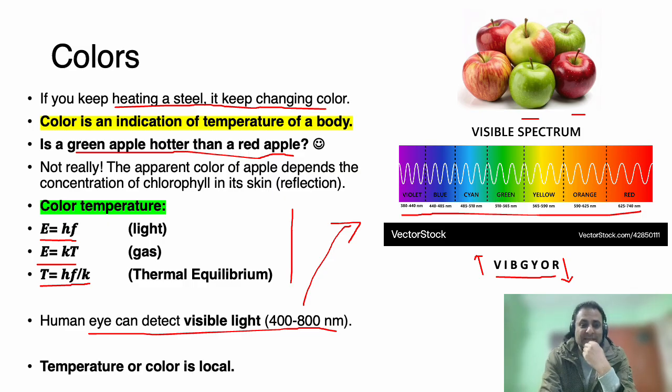And also keep in mind that temperature is a local phenomenon. So is the color. If the sun looks yellow, that means yellow is the color of the surface of the sun, because the temperature inside the core of the sun could be much higher, and that's usually the case.